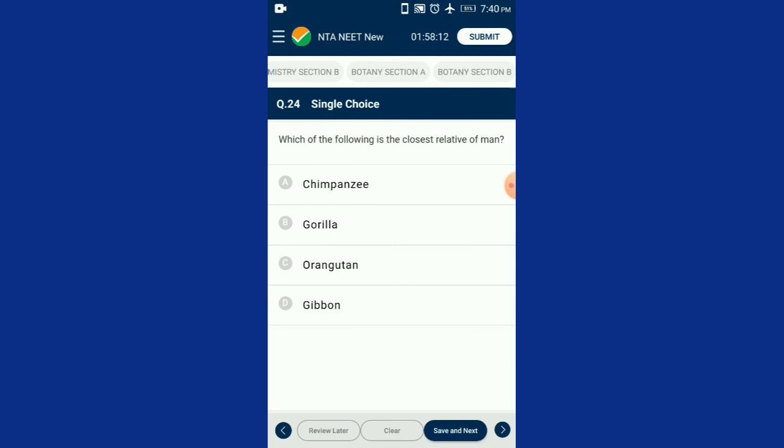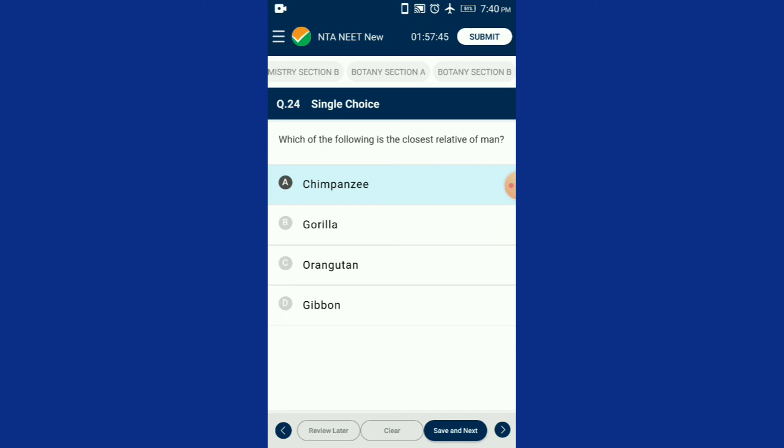Question number 24. Which of the following is the closest relative of man? Chimpanzee is the closest relative of man. The banding pattern of human chromosome number 3 and 6 are remarkably similar to that of chimpanzee, including a common origin for both. Chimpanzee and human genome shows a similarity of about 98%.